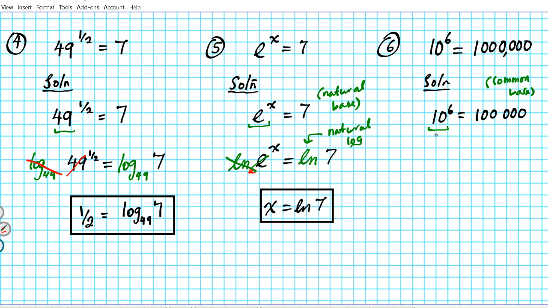All right. So what does that mean? Well, in order for us to get rid of this exponent right here with the common base of 10, we're going to take the common log. So the common log is log base 10. So how do you write the common log? Well, this is how you write it. You take the log of 10 to the 6th power and the log of 1 million.